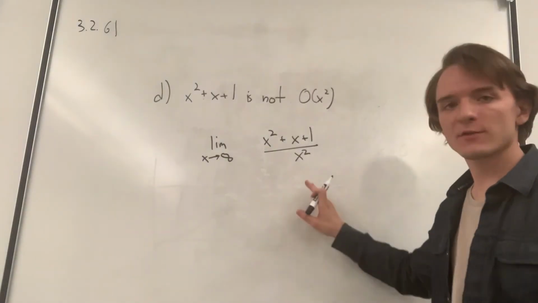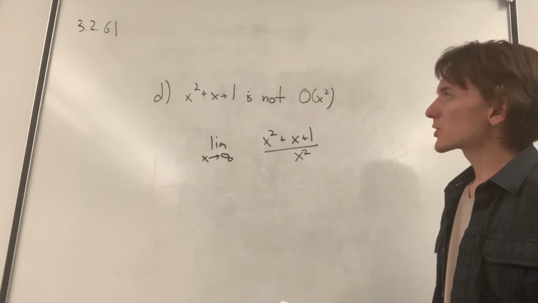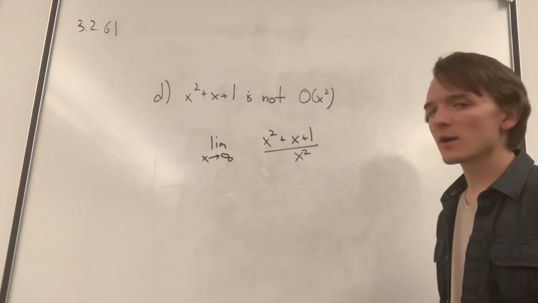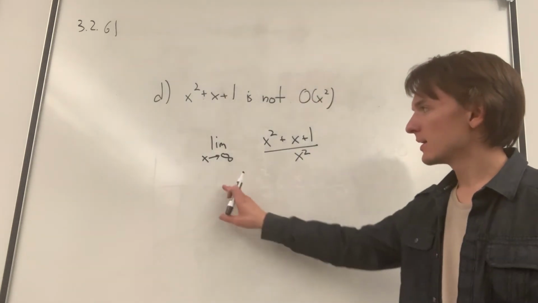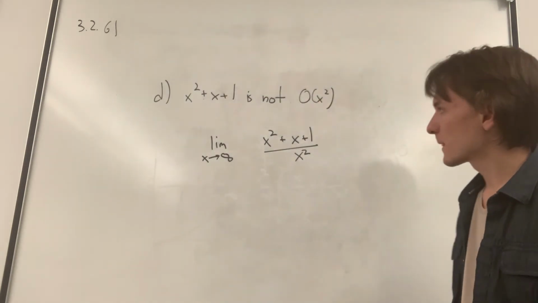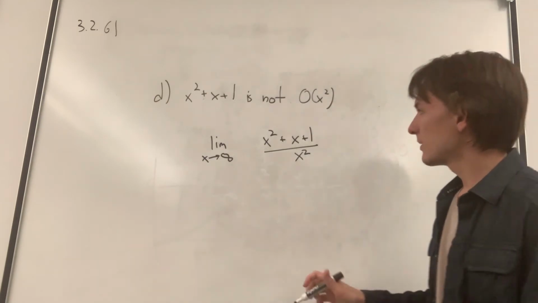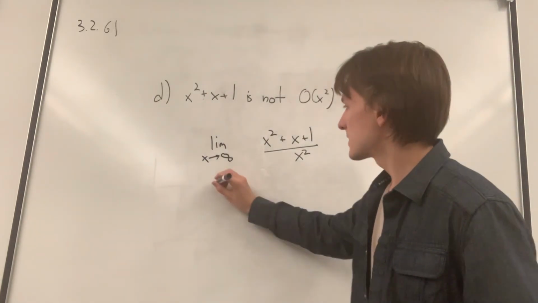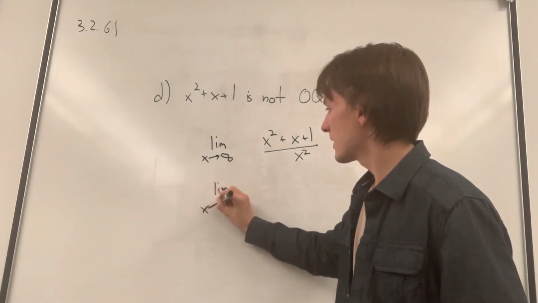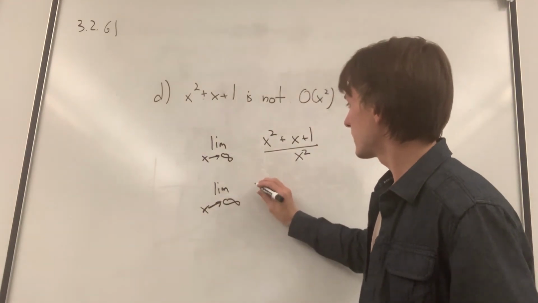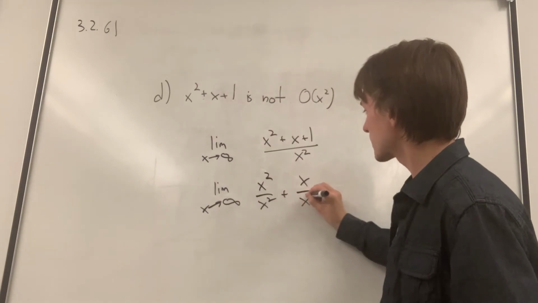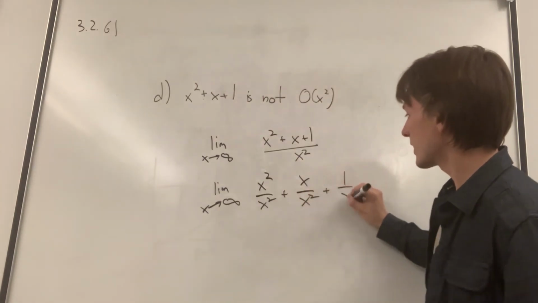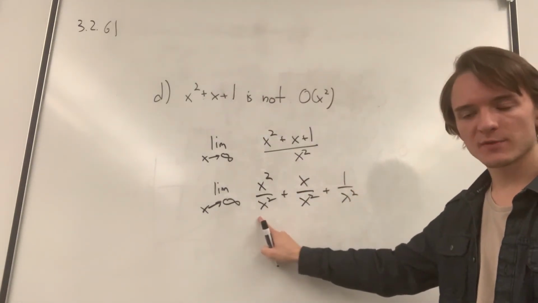All right, we have the following now. Show that x squared plus x plus 1 is not big O of x squared. We can do this by showing that this limit does not get to 0. So we set up the limit. We know this is just the same as limit x to infinity of x squared over x squared plus x over x squared plus 1 over x squared. This just simplifies to 1.